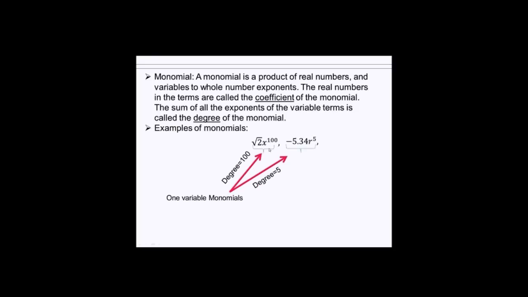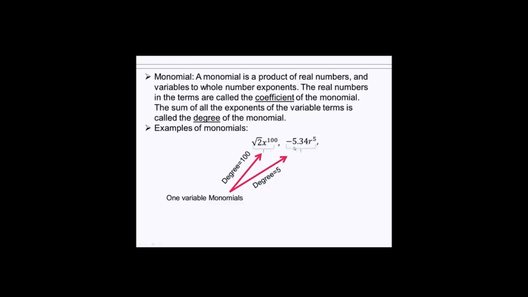So a monomial is a product of real numbers and variables which are raised to whole number exponents. So you can't have negative exponents or fractional powers. The real numbers in the term are called the coefficient of the monomial, and the sum of all the exponents in the variables are called the degree of the monomial. So here are examples of monomials.